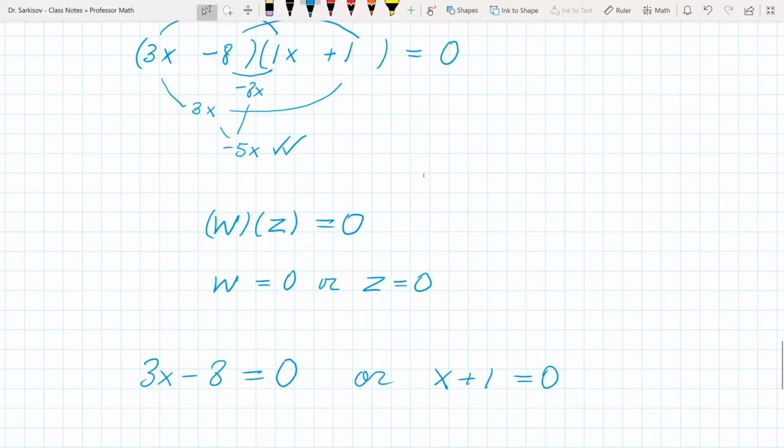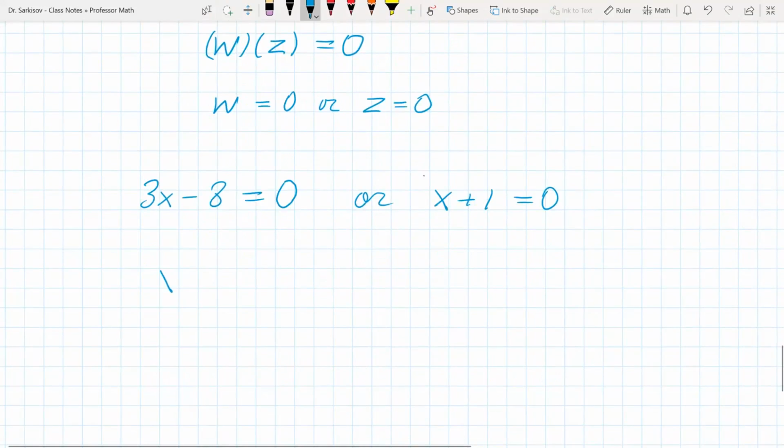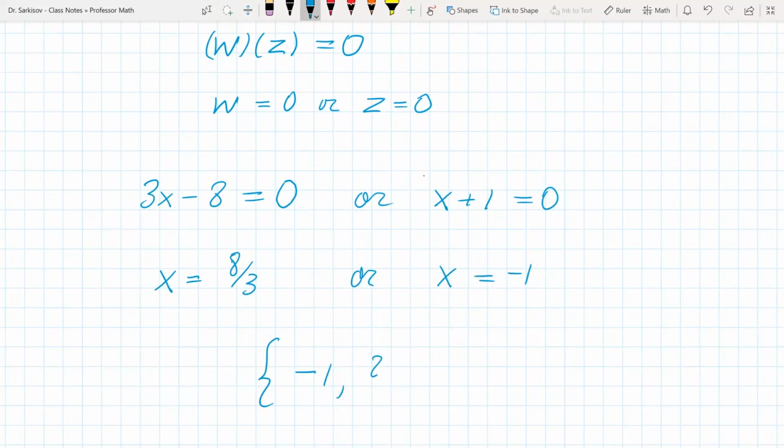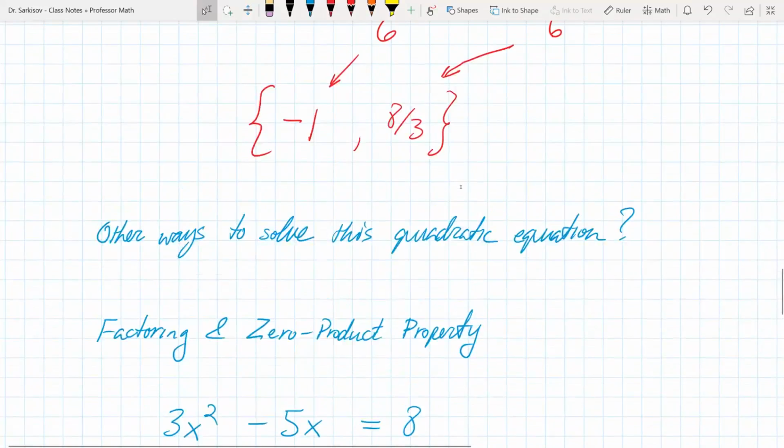Let's solve for x in both places. Here x is equal to 8 divided by 3, getting rid of the coefficient in front of x, so we have 8 thirds, or x is equal to -1. That's how we have the solutions, -1 and 8 thirds, in increasing order. And you may wonder, is this right? Is this wrong? Maybe we made a mistake somewhere. Look at this, -1 and 8 thirds. There's -1 and 8 thirds right there. We did it two different ways, and we got the same answer. We should have had the same answer if we did it correctly both ways.